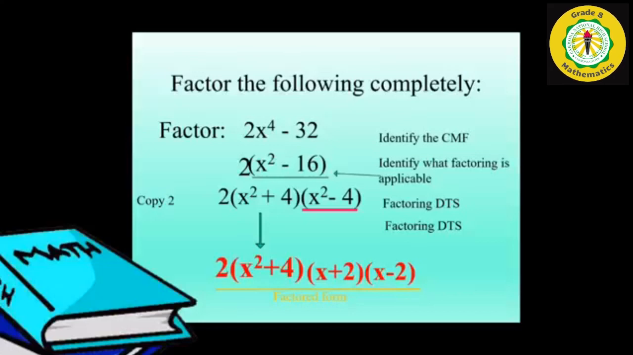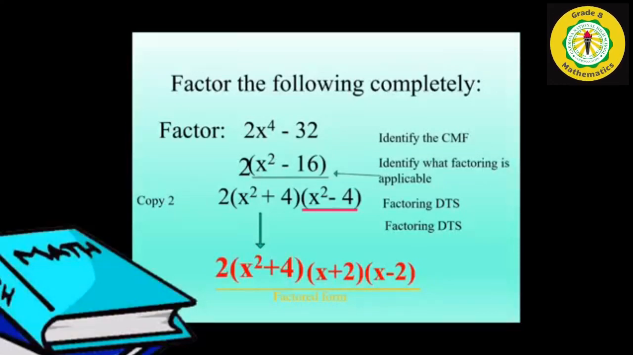And then take a look at the given expression if we can still factor it. Since x squared minus 16 is still factorable, we need to identify what factoring is applicable. And we can use factoring difference of two squares. So we just only need to copy 2 and then simplify x squared minus 16. We will come up with x squared plus 4 times the quantity of x squared minus 4.